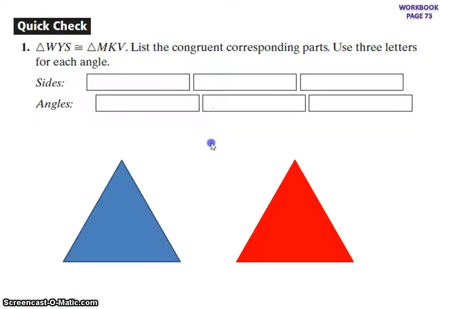So here are 2 triangles. I'm going to label them this way, WYS and MKV. So my sides are going to be WY and MK. Another side, WS and MV. Third side, YS and KV. And the important thing here to note, you have to keep the letters in the correct order. So if I'm going top to bottom with MK, I need to do WY with that.